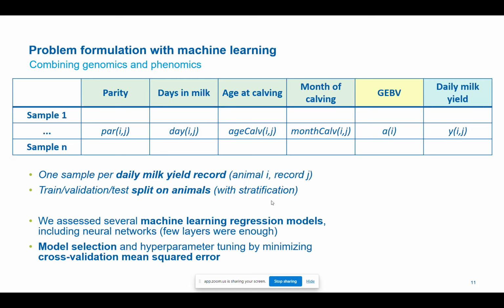Given this formulation, you should know that this is a regression task. We want to predict the daily milk yield, which is a continuous value, and so we assessed the prediction performance of several machine learning models for this regression task.